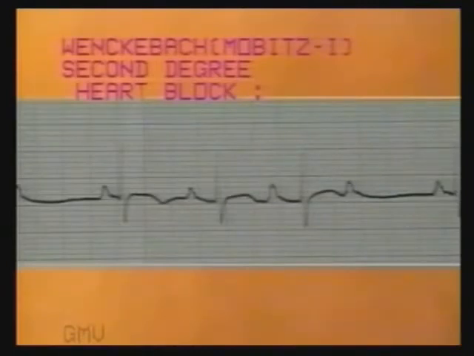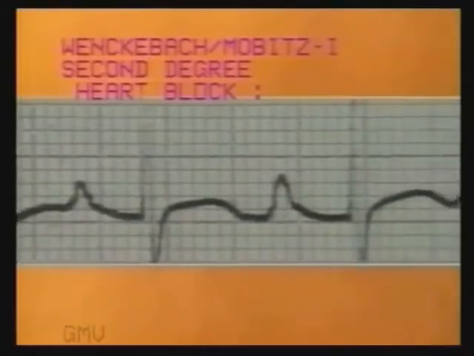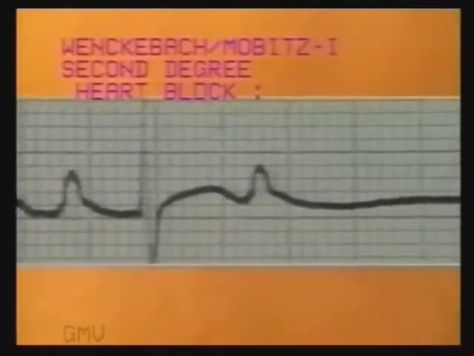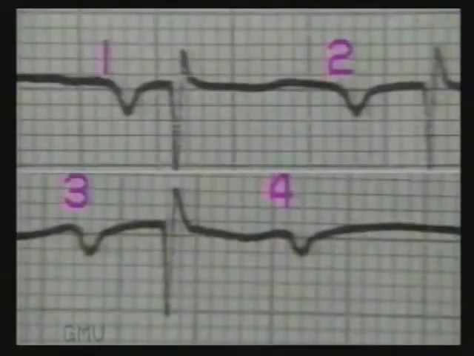Watch the close-up view now. The first PR is 4 mm, second is 6 mm, third is 7 mm, fourth beat is dropped. Again the PR interval has returned to 4 mm. This is typical Wenckebach phenomenon. Note again beats 1, 2, 3 and 4: 4 mm, 6 mm, 7 mm and a dropped beat.